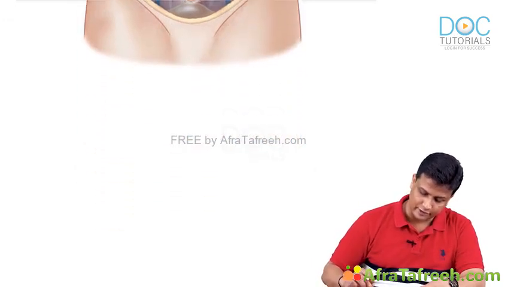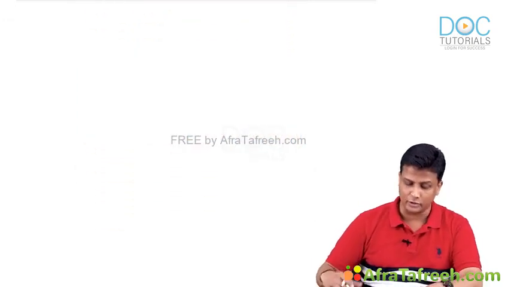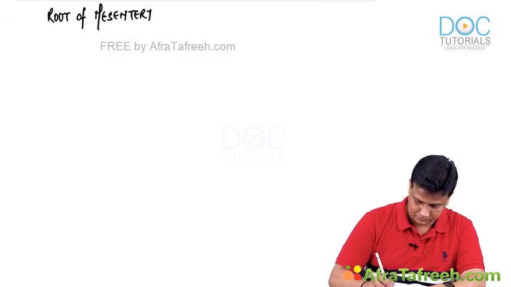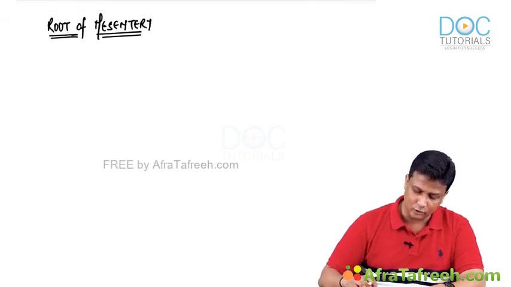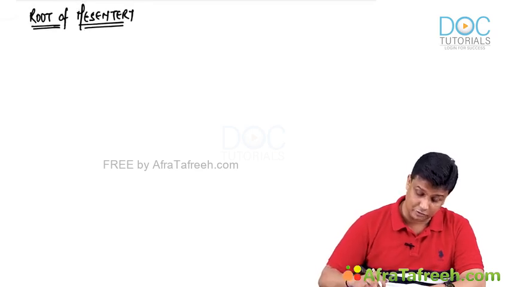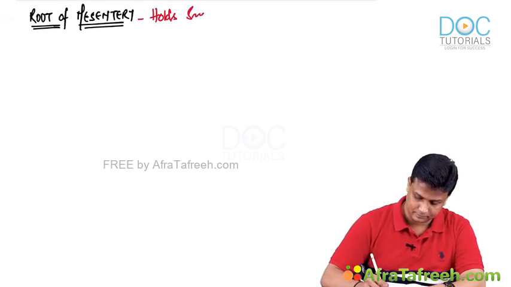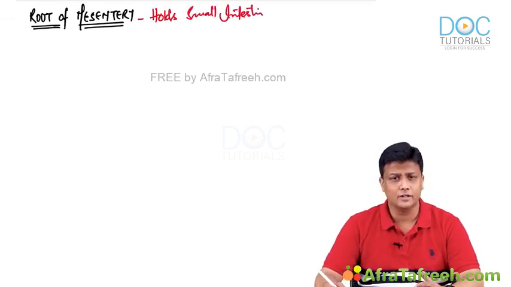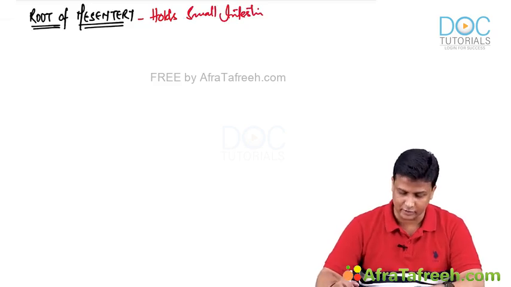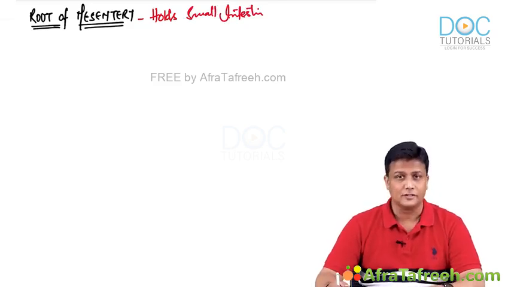So better we'll draw our diagram here and try to understand about the root of mesentery and all the MCQs which will be asked there. So, root of mesentery. Now what is this root of mesentery actually holding, guys? It holds the small intestine, all the coils of small intestine. Or else we can also say it is holding the midgut basically, the small intestine part.